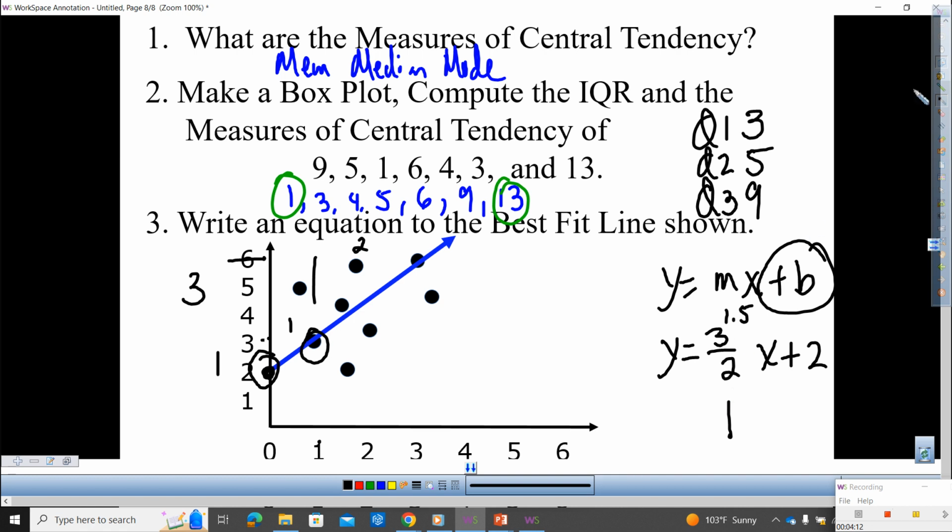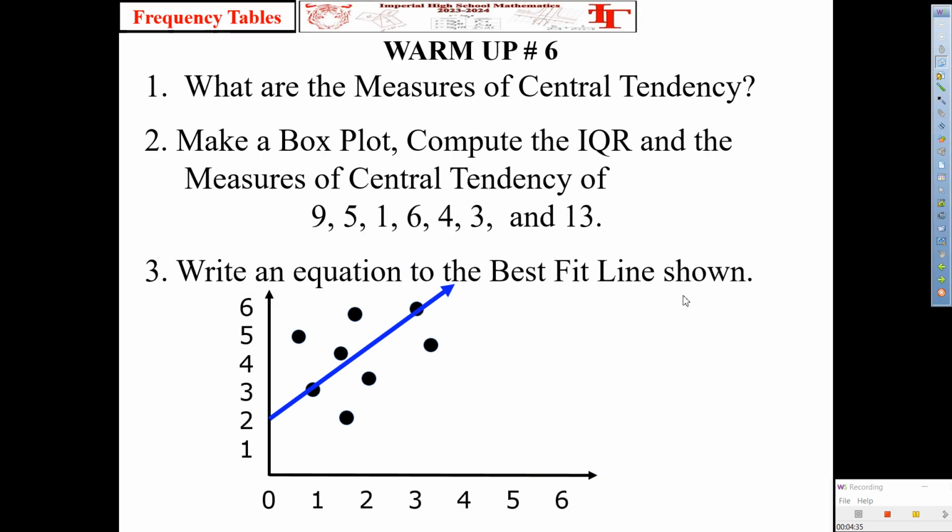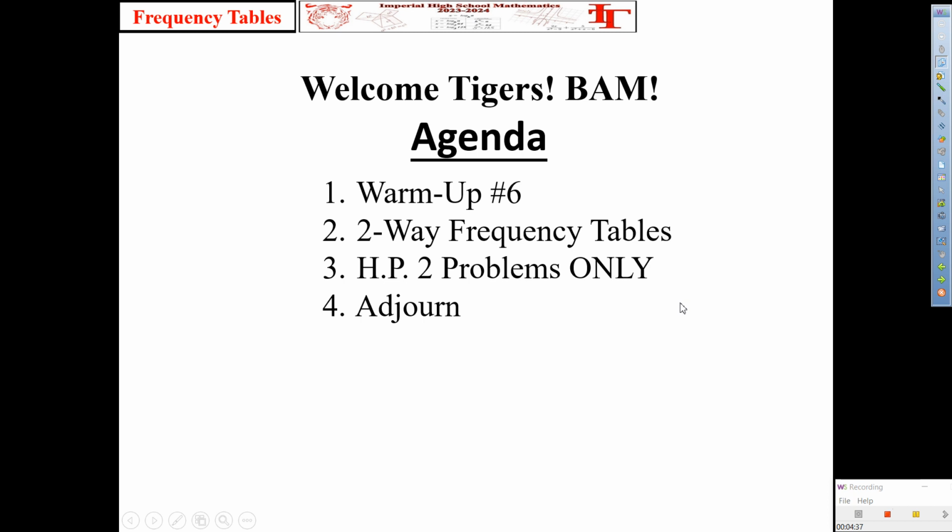All right. So copy the agenda, please. And warm up for today is number 6. We did that. Two-way frequency tables. Today we're moving on. And your homework for tonight, only 2 problems, only. All right, copy that. And after that, get a Cornell note ready, please.